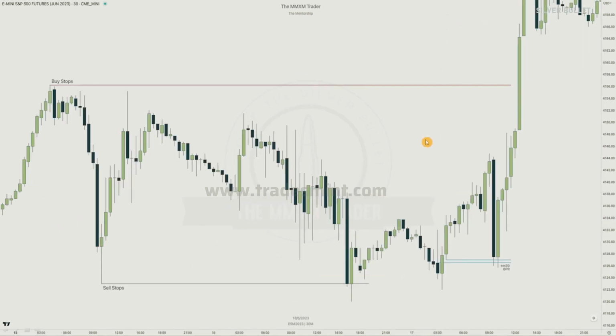Right, so over here we've got an E-mini S&P 500 futures chart on a 30-minute. We've got these clean buy stops formed over here and sell stops have been raided, right? So we've had external range liquidity taken. We're starting to move up into buy side of the curve.